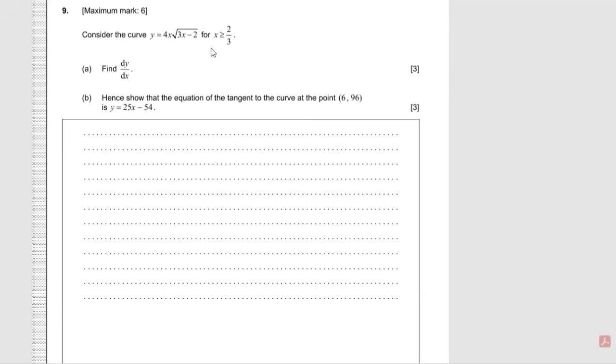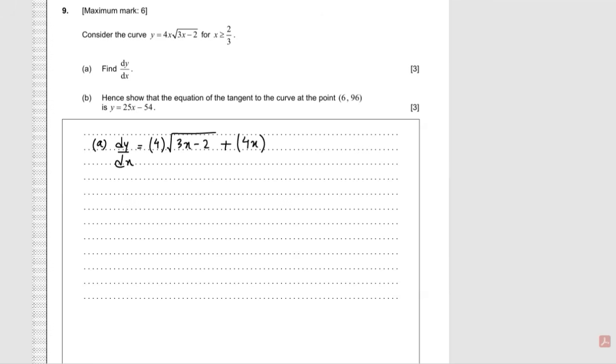Question 9, it's a 6-mark question. Consider the curve y equals 4x root of 3x minus 2, and the domain is given. It should be x greater than or equal to 2 over 3. Okay, so it's a calculus question, part A. Find the derivative dy over dx. So for this, the HL students need to be familiar with the product rule, since this function is a product. So if you differentiate 4x, the derivative is going to be 4, and keep root of 3x minus 2 as it is, plus 4x now, leave it as it is.